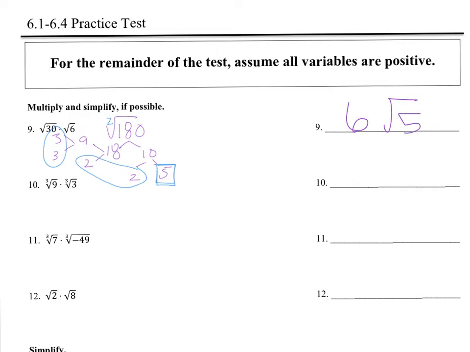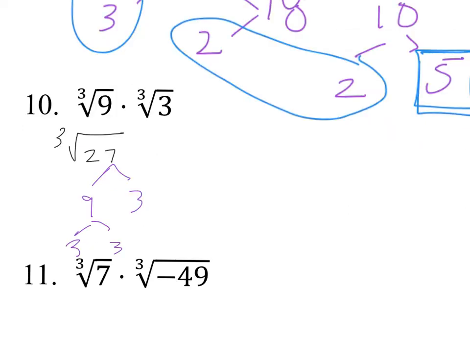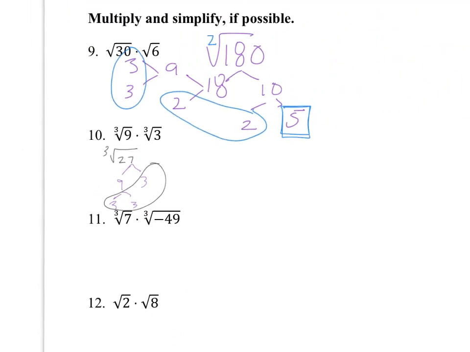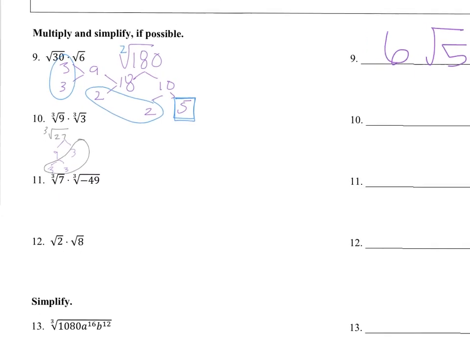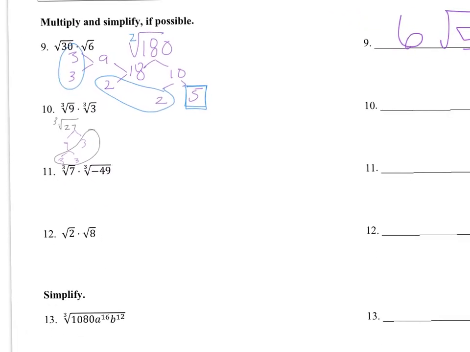Same type of thing here. Both of these are cubic roots, so I can multiply them together. And I have 27, and the cubic root of 27, that's another one that you should just kind of know. So the cubic root of 27 would just give me 3. Now one thing, whoopsie daisy, 3, right over there. Question number 11, again, I multiply them together.